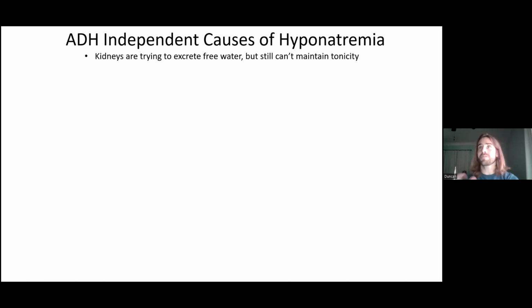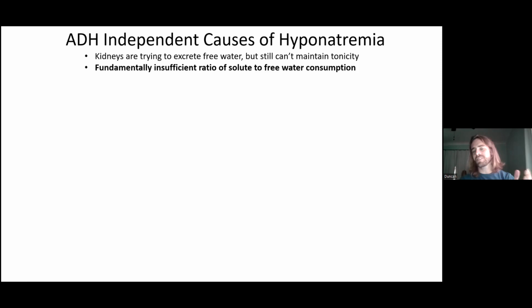So again, ADH independent causes of hyponatremia. What's fundamentally happening here is the kidneys are trying to excrete as much free water as they can, but they still can't maintain serum tonicity. And so it all comes down to an insufficient ratio of solute that we're ingesting to free water consumption.